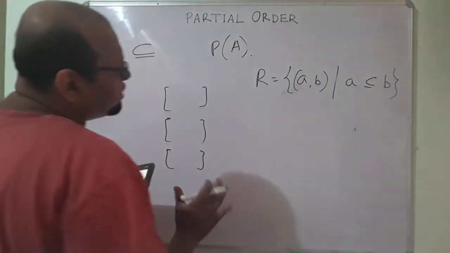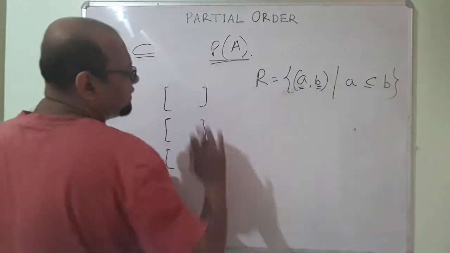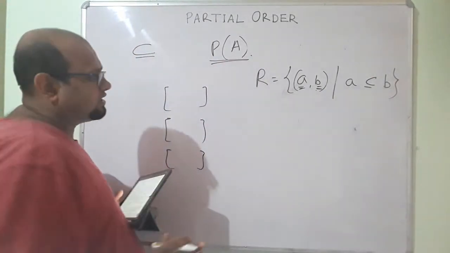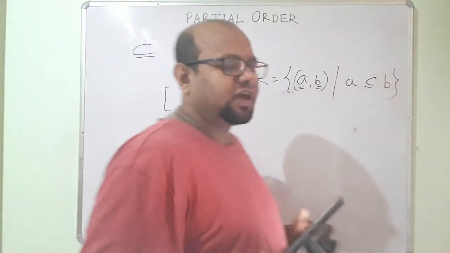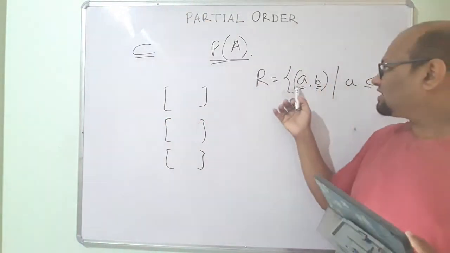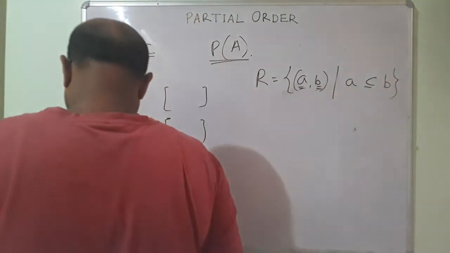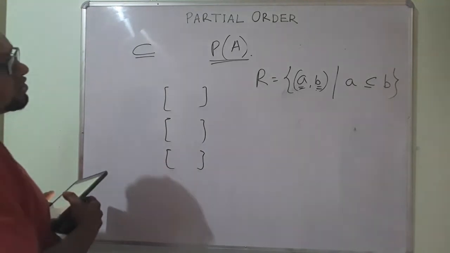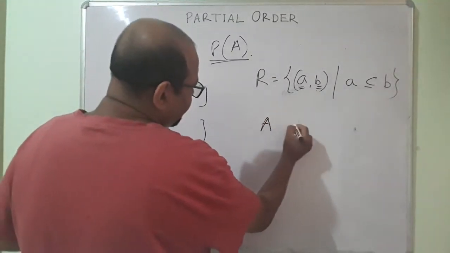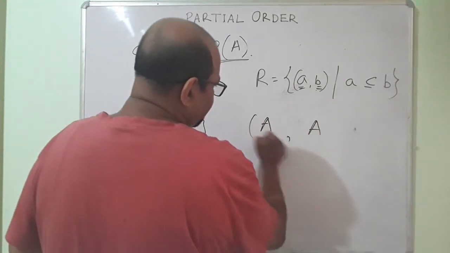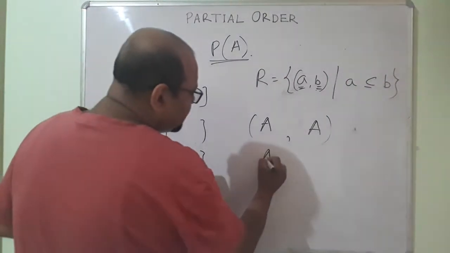Now think about it. What are A and B? A and B are elements of the power set of some set. I have this set A, and out of that set A I get the power set of A. Now the elements in the relation are elements of this power set. Let us now try to figure out, is (A, A) in the relation, for all A? Think about it. All A is a subset of A.